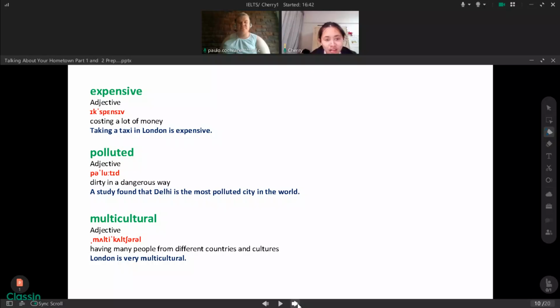Polluted, dirty in a dangerous way. A study found that Delhi is the most polluted city in the world. Multi, it's a difficult word. Multicultural. Very good. Having many people from different countries and cultures. London is multicultural.